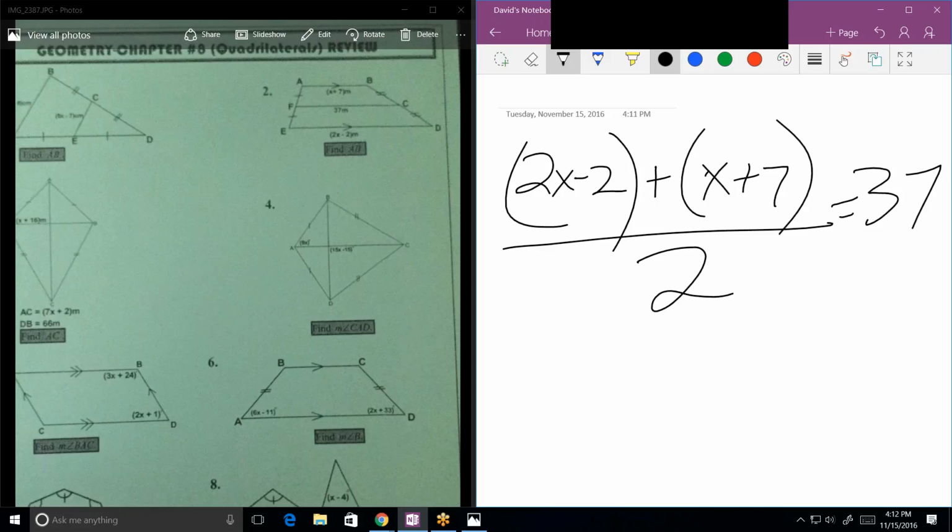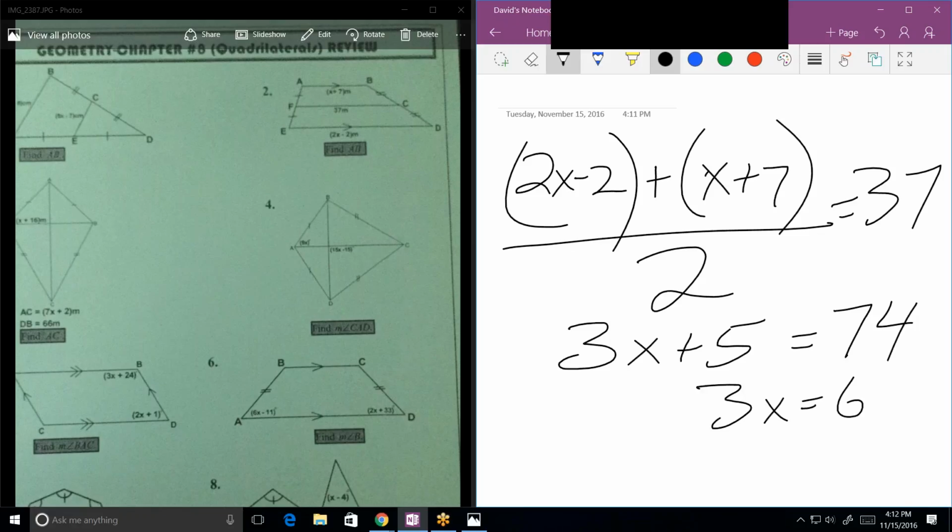Times 2. You want to finish it, or do you want to... In other words, that's not going to give you any problem. I still want to do it. All right. So what do you get? 3x plus 5 equals... I'm just going to combine like terms. Multiply everything by 2 to begin with, so you get rid of all denominators. Yes. Oh, yeah, 74. Now you get 3x, and then subtract 5. 3x equals 69, divided by 3, x equals 23. And then plug that in.